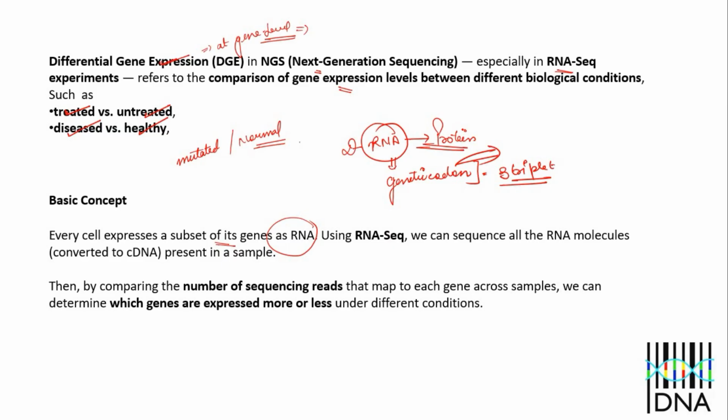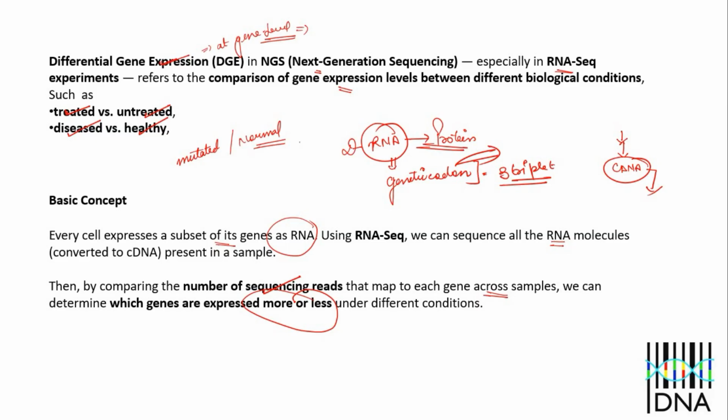Okay, this is a different perspective. Using this, we can sequence all the RNA molecules. First, we isolate the mRNA, then we convert this mRNA into cDNA. cDNA is complementary DNA. Then we perform the sequencing. By comparing the number of sequence reads mapped to each gene across the samples, we can determine which genes are expressed more or less in different conditions. This is the main concept of differential gene expression.